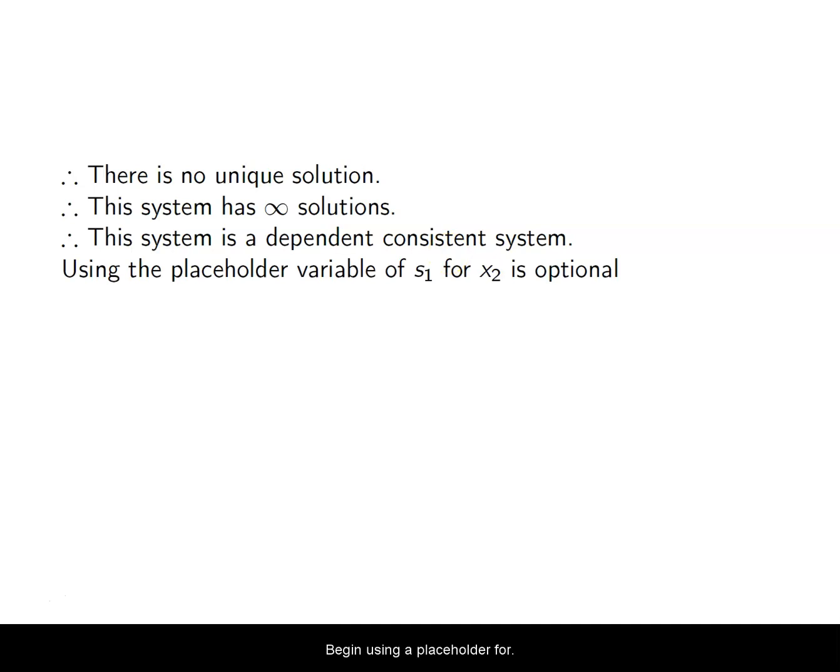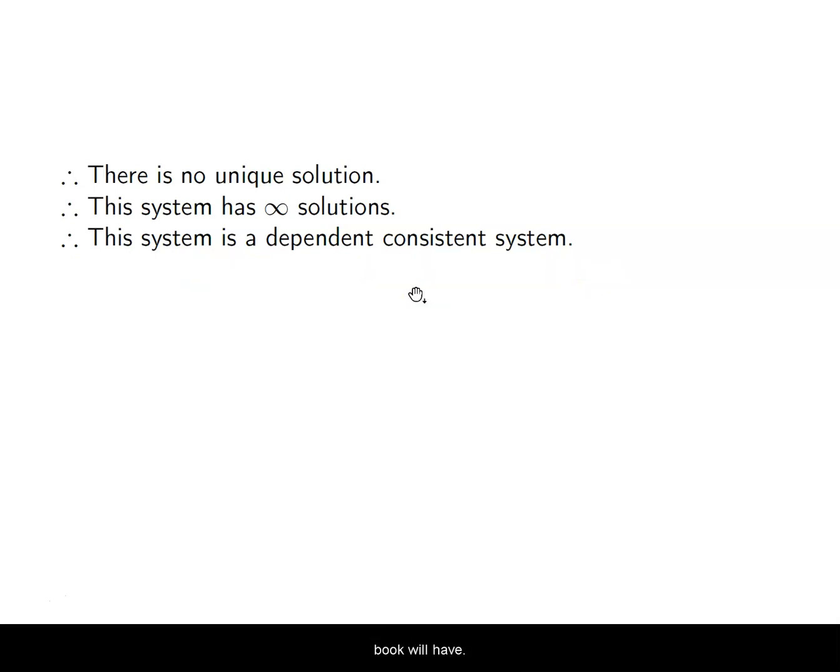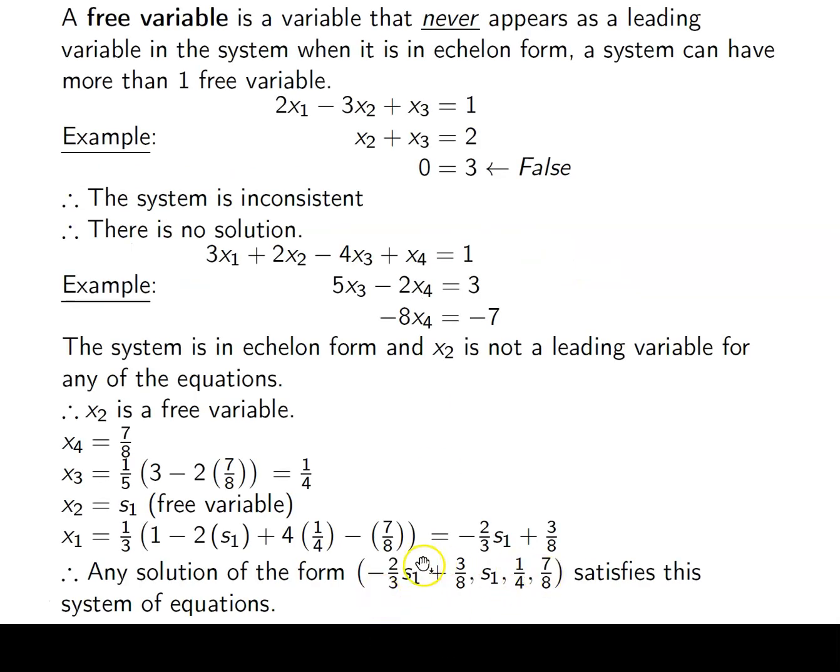So again, using the placeholder for x2 as s1 is optional. Okay. The book does this. This is what the book does. So the book will have its dependent systems written like this. I will start to, I don't know if I do it in the next section or after chapter 1, but I prefer to just use the free variable.